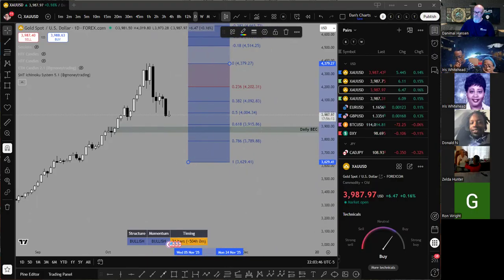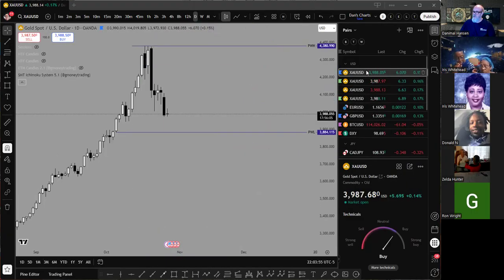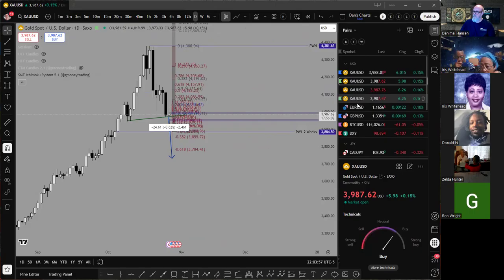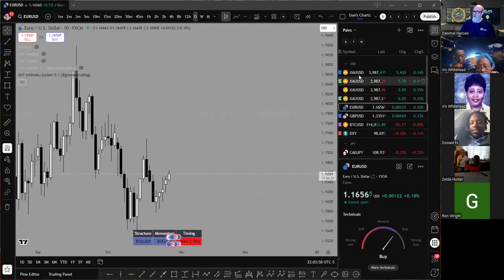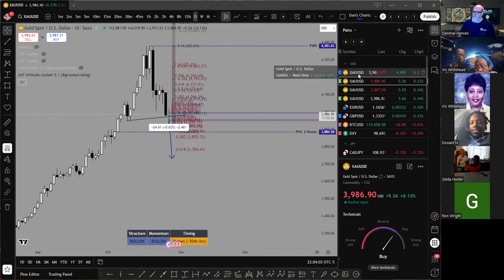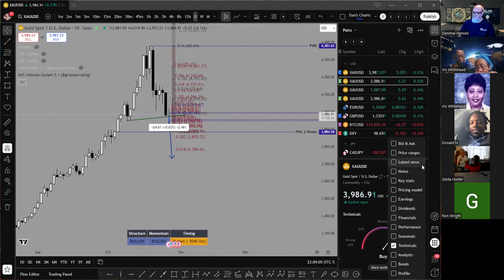Where'd you get that wheel at? It is down below. If you click on here, it changes per chart. It usually has other stuff, but if you click on the three dots, you can get rid of a whole bunch of junk. And it just leaves me this technicals, which is this little arch thing, this little meter.